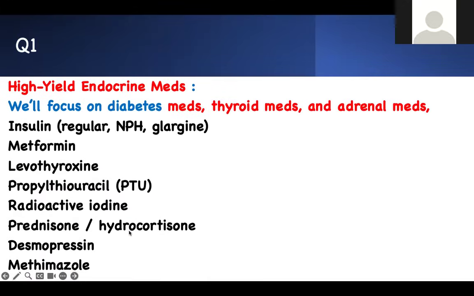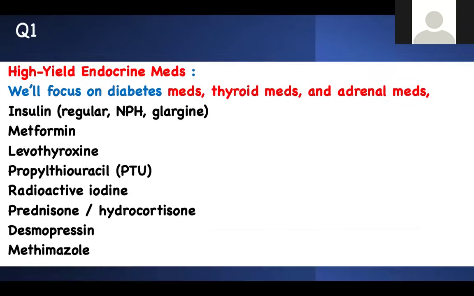These are the medications we'll be talking about. You can see it's very extensive, but those are the ones NCLEX will ask you. There are a few things you need to know about them. These questions and answers on pharmacology will take care of it with this endocrine stuff.